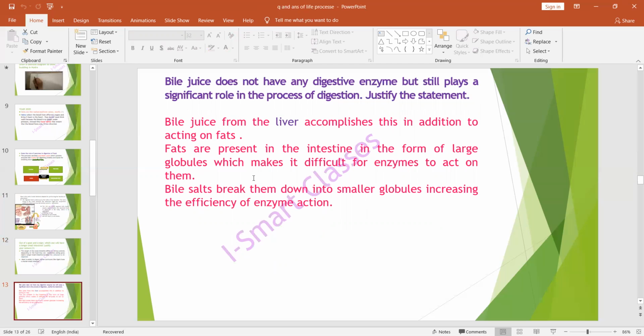There I have given some diagrammatic explanation. Fats are present in the intestine in the form of large globules. Now these fats are present in the form of large globules which makes it difficult for enzymes to act on them. So what does this bile do? The bile salts break them down into smaller globules which increases the efficiency of enzyme action. So this is the main function of bile juice, that it breaks down the fat globules into smaller globules and increases the efficiency of enzyme action.